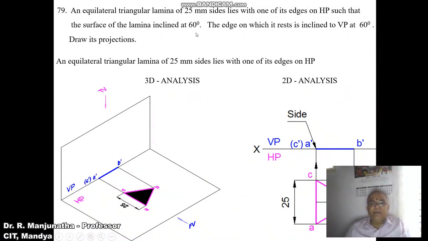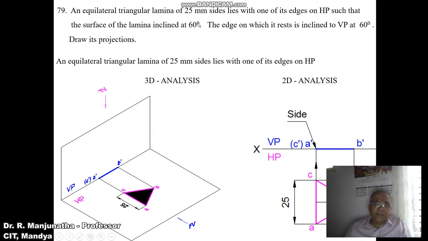So first, whenever we want to solve this problem, we have to identify the surface inclination with respect to HP, whether it is starting from HP or from VP. To identify this, we look for the surface inclination. It says the surface is inclined to HP at 60 degrees. So obviously we have to start from HP.